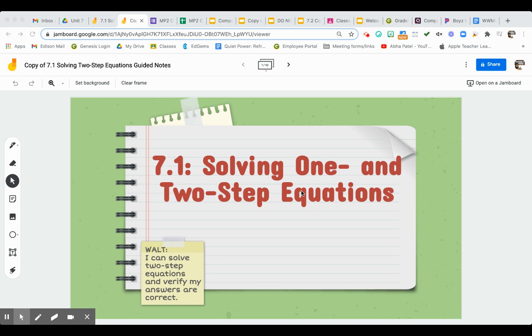Hey students, today's lesson is going to be on solving two-step equations. Last lesson was focused strictly on one-step equations, but now I'm going to do two steps to solve these equations. So let's get started.